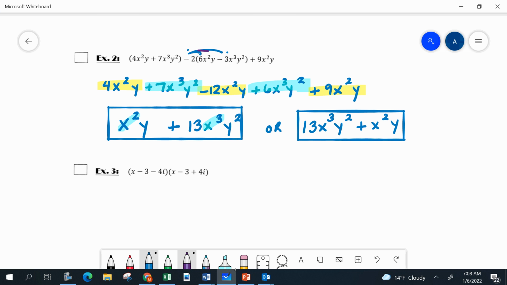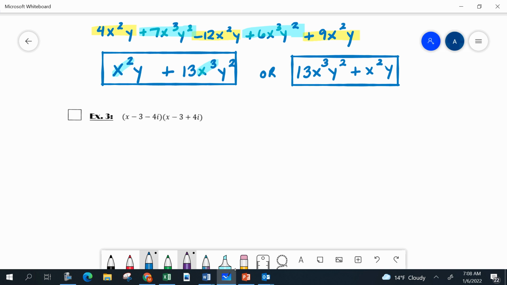All right, so the next problem is going to be another big distributing problem. So let's go through, and I'm going to distribute the x squared minus 3x plus 4ix. Okay, and then I'm going to distribute the negative 3. And we're going to get negative 3x plus 9 minus 12i.